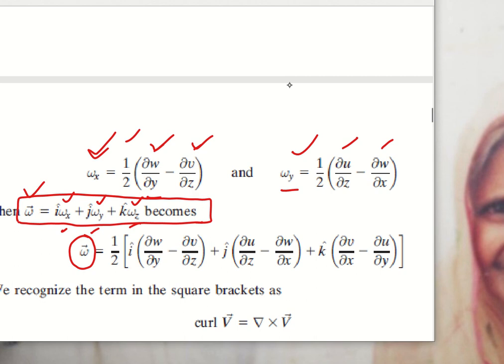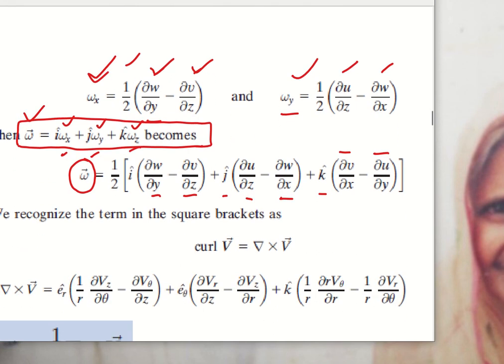having velocity gradient in x direction, y direction, z direction, that is equal to 1 over 2 i cap (del w over del y minus del v over del z) plus j cap (del u over del z minus del w over del x) plus k cap (del v over del x minus del u over del y).